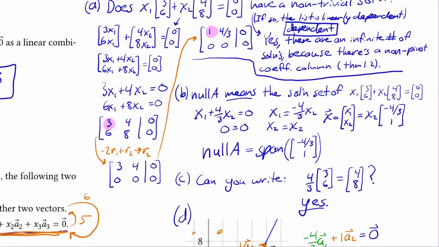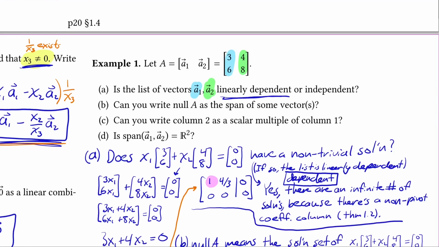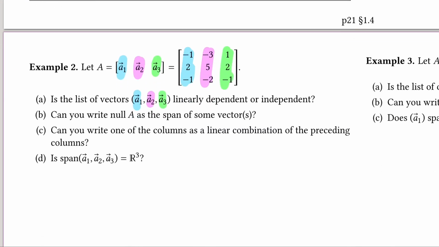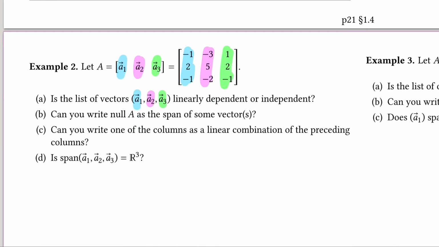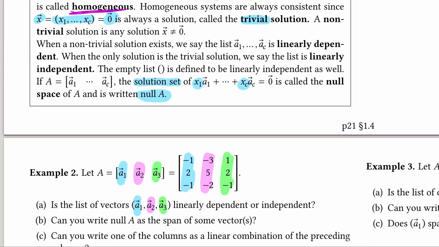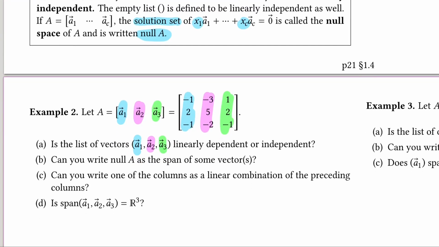A lot of people can look at this and right off the bat, like from example one, see that one of those is a multiple of the other because you can see how they're proportional. But it gets more complicated than just being proportional when we're talking about R3 and above. Fortunately, the concepts about pivot positions and row reduction work exactly the same in R3. So, first of all, we want to know, is the list of vectors linearly dependent or independent?